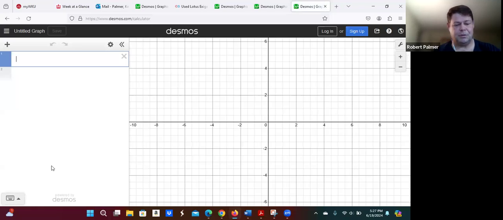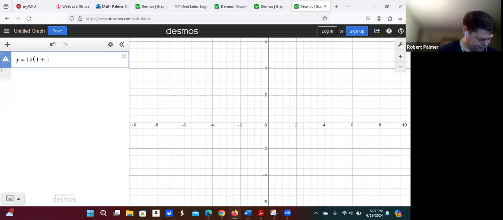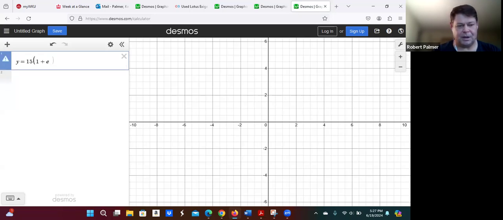Okay, so for the graph, I'll also use y and x again. 15 plus 1 times 1 plus e raised to the negative x times cosine of x.